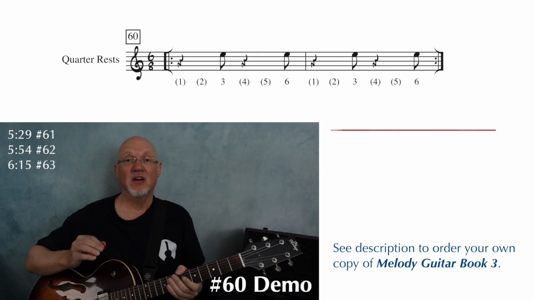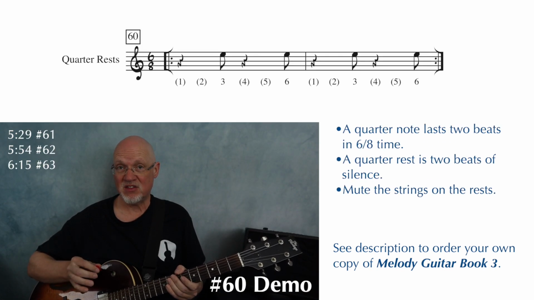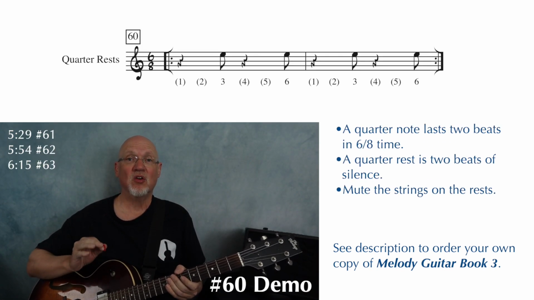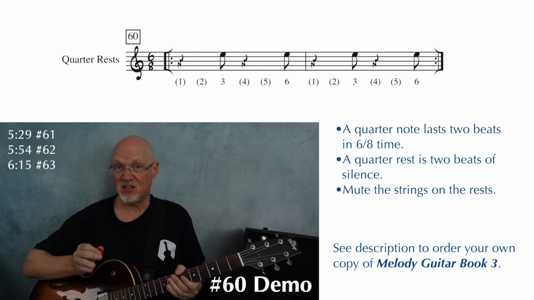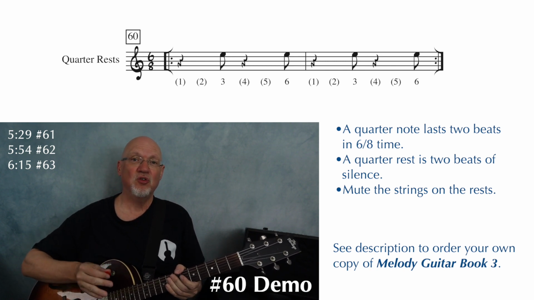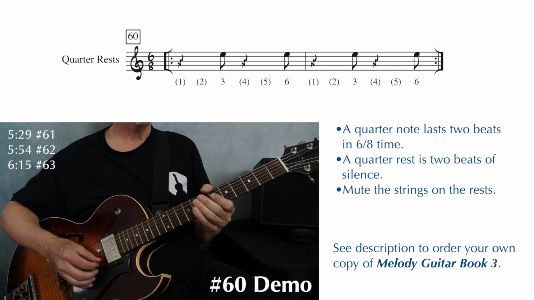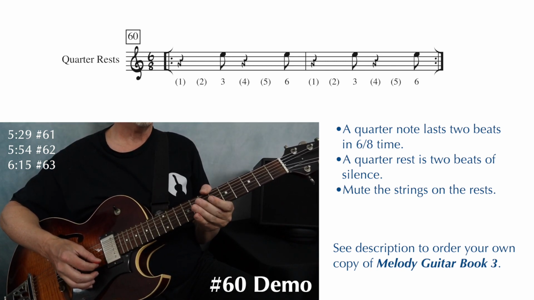Number 60, quarter rest followed by an eighth note. And again, the quarter rest is going to last 2 beats because our eighth note now gets the beat, and there are 2 eighth notes in a quarter note. Number 60 will be counted like this. 1, 2, 3, 4, 5, 6.